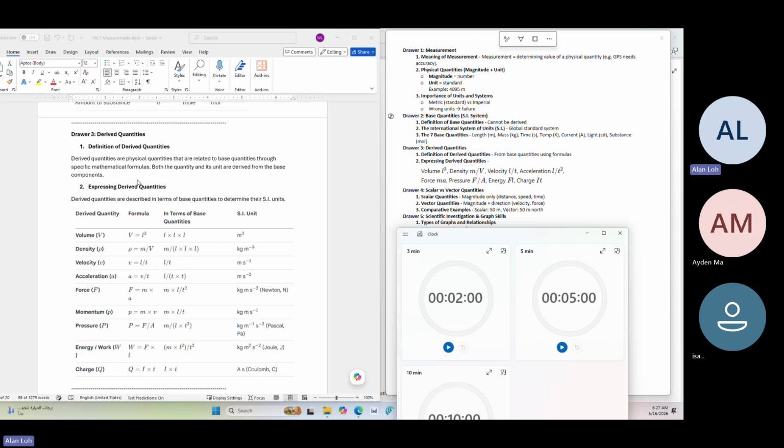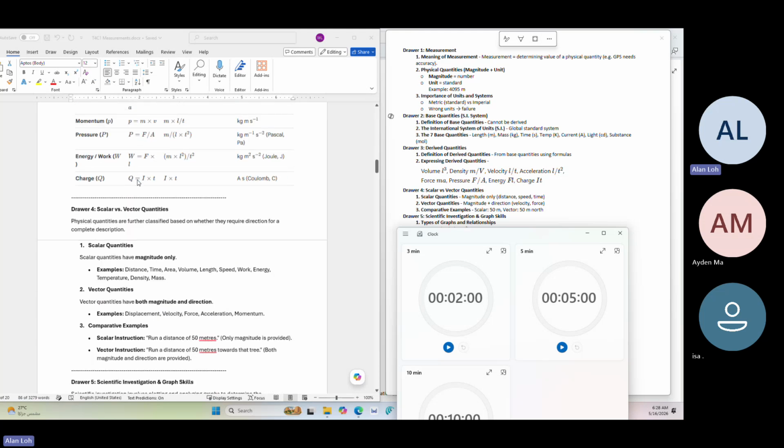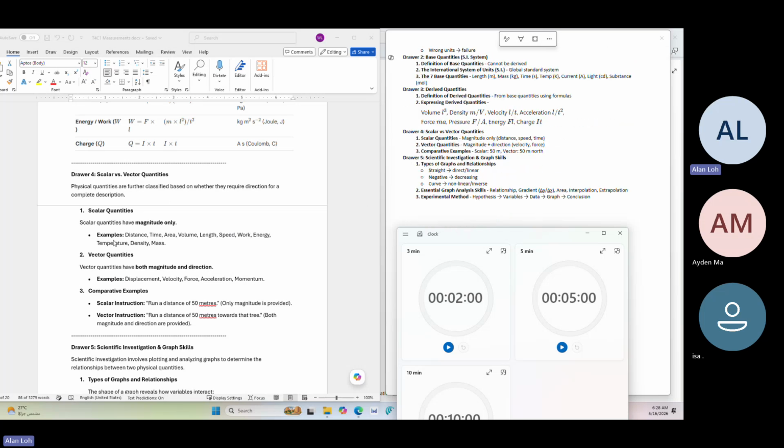Remember, we have 3 drawers we have already gone through. Drawer number 1 is measurement, drawer number 2 is base quantity, and drawer number 3 is derived quantity. Me, the bass drummer: measurement, the bass, and the drummer, which is derived. Next, I meet 2 guys riding on a giraffe, and their names are Scarlett and Victor. So scalar quantity, vector quantity, and the giraffe is graph.